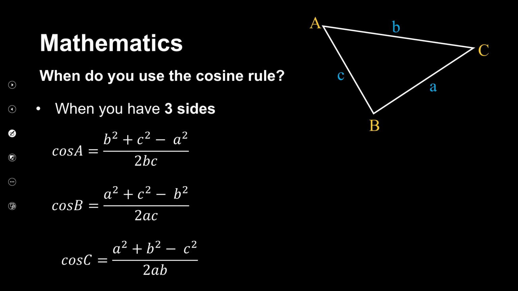You can also use the cosine rule when we have three sides. We just adjust the formula slightly to make cos A the subject of the formula. And then we can use this to find whichever angle we need to find if we are given three sides.